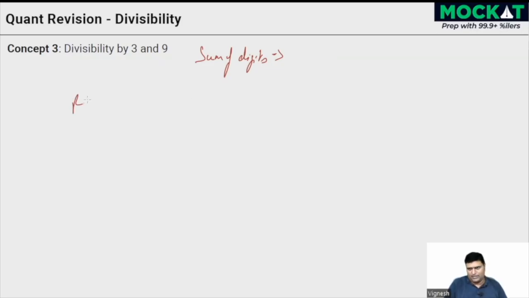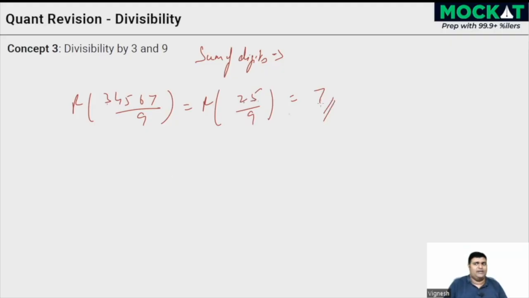So if you want to find the remainder of 34567 divided by 9, what is that going to be? 3 plus 4 plus 5 plus 6 plus 7. We can just add up the digits. That's going to be 12, 18, and 7, 25 by 9. And once again, add up the digits. 2 plus 5, 7. Don't divide and see. You can keep adding the digits to get it.